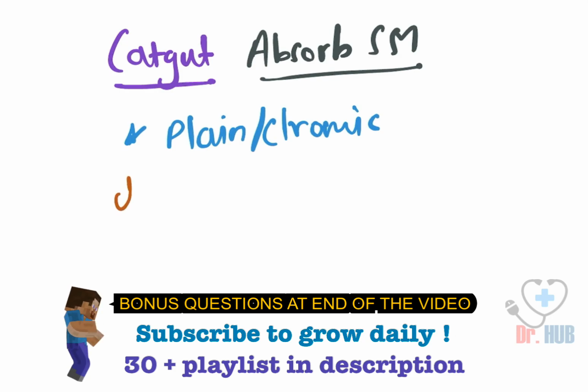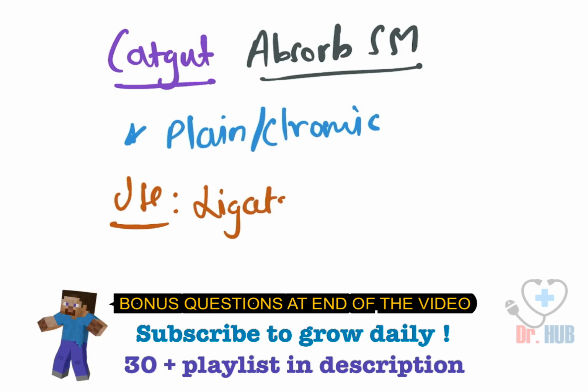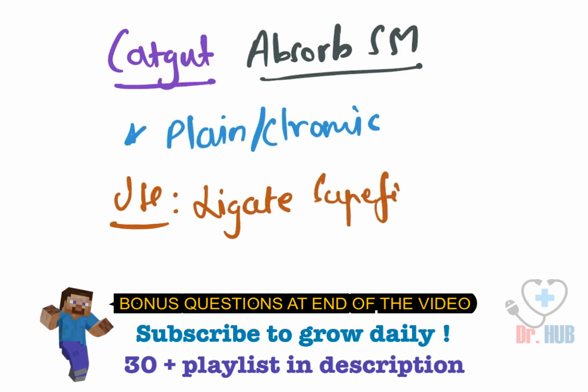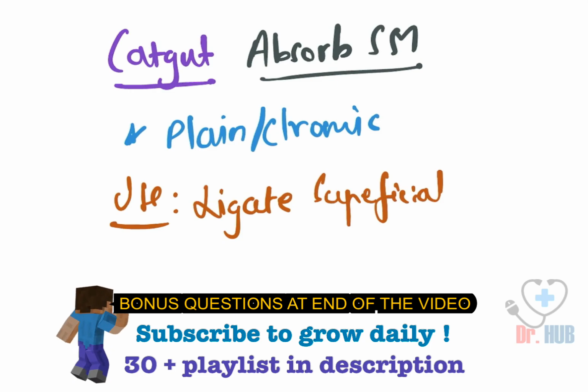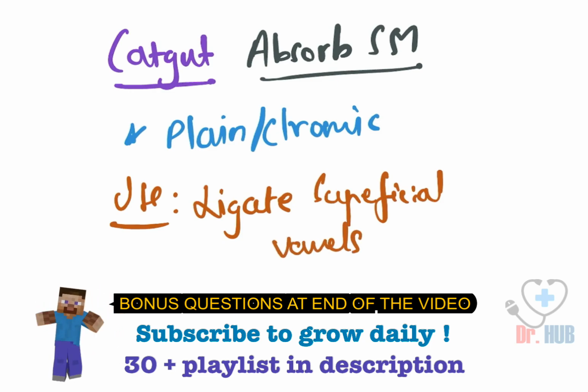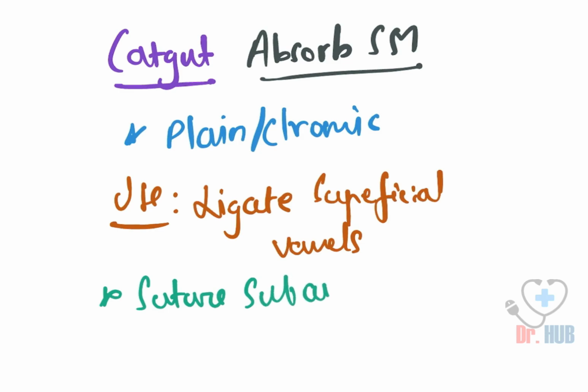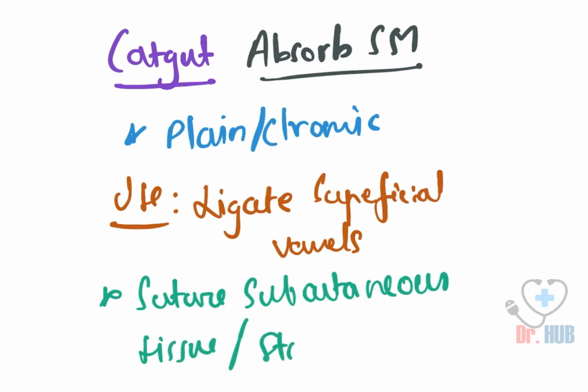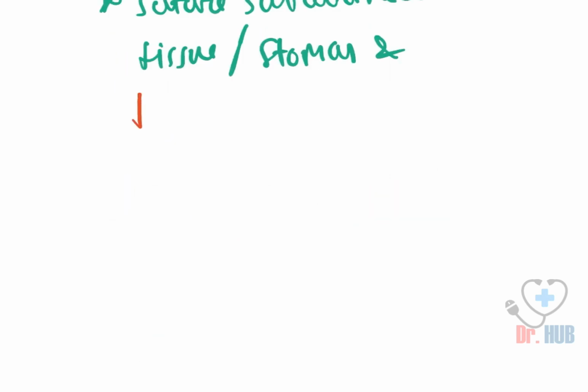So what is the use of the catgut? If we look at the use, it is used to ligate the superficial vessels, and then it sutures the subcutaneous tissue as well as the stomas and other tissues, and the tissues which heal rapidly.